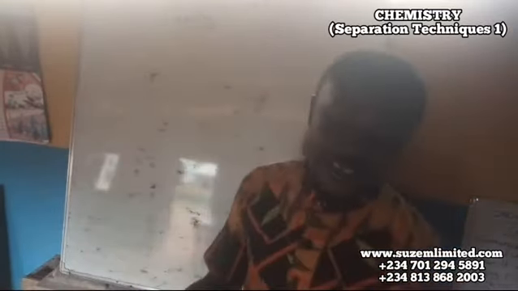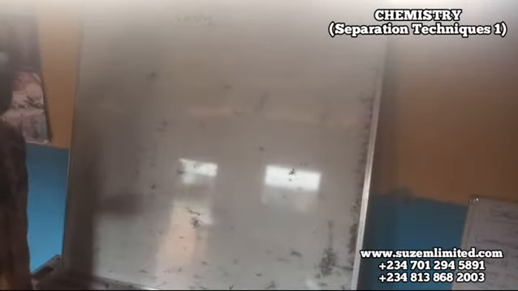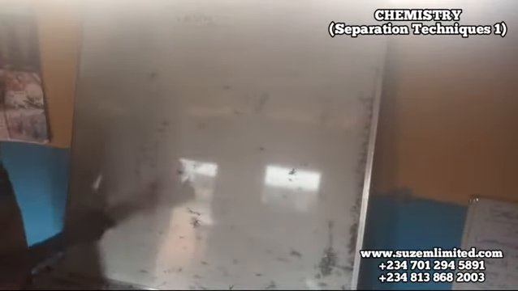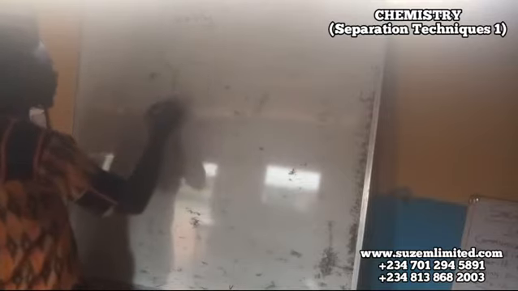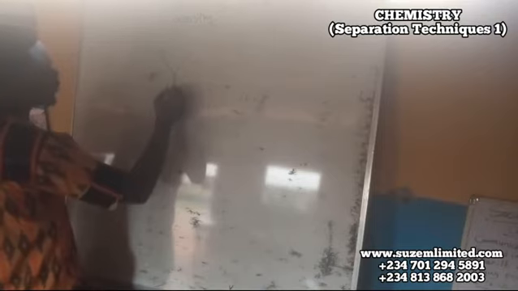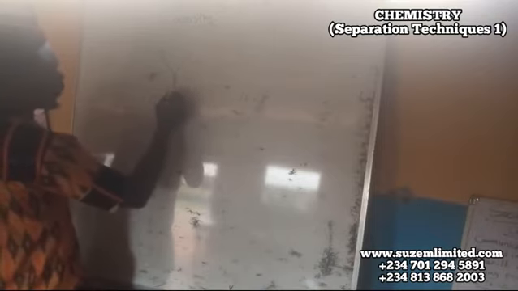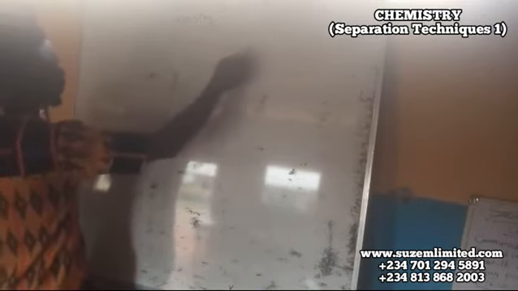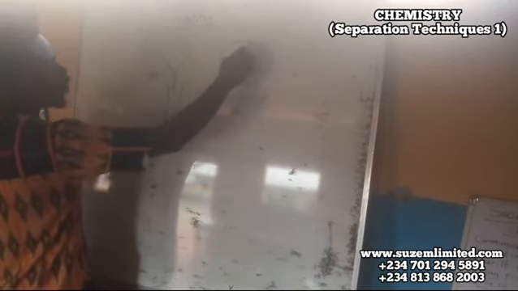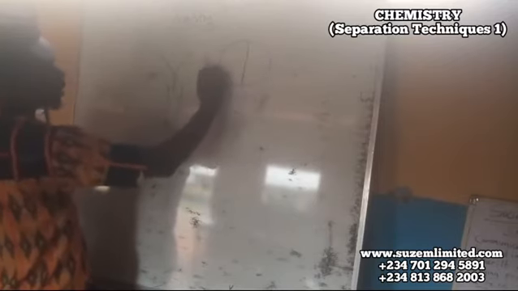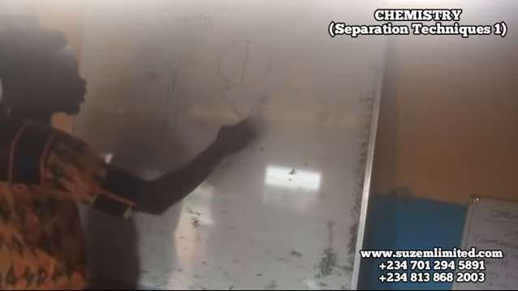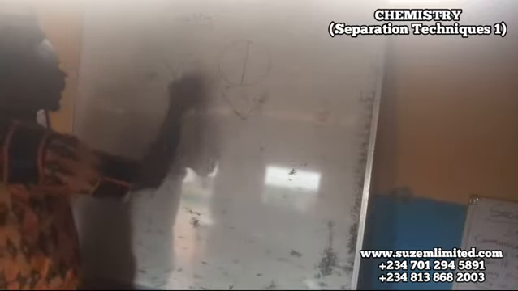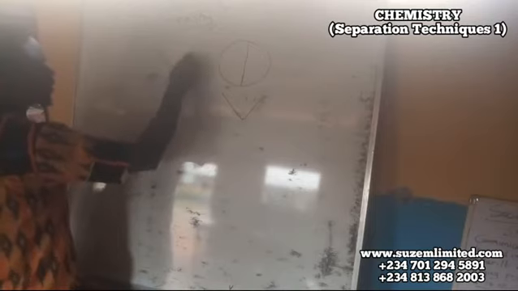Filtration is no longer a new term, right? The normal simple filtration we do in the lab is where we use a funnel, dish, paper, test tube or whatever it may be. You have that filter paper. Filter paper is like this. You fold it in half like this, then fold it again, and open it. It will look like this. You carry it and put it here.